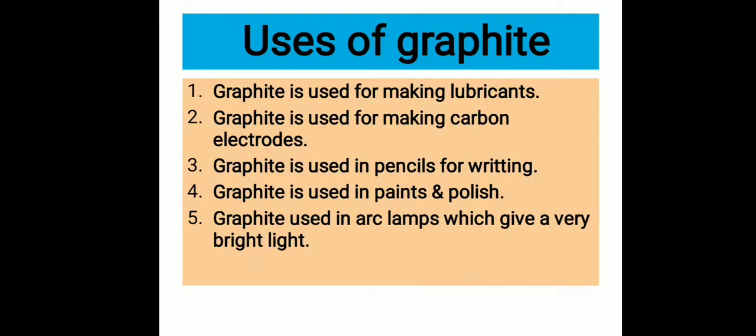Now, uses of graphite. Graphite is used for making lubricants. It is also used for making carbon electrodes. Graphite is used in pencils for writing. Graphite is used in paints and polish. It is also used in arc lamps which give bright light. So, these all are the uses of graphite.